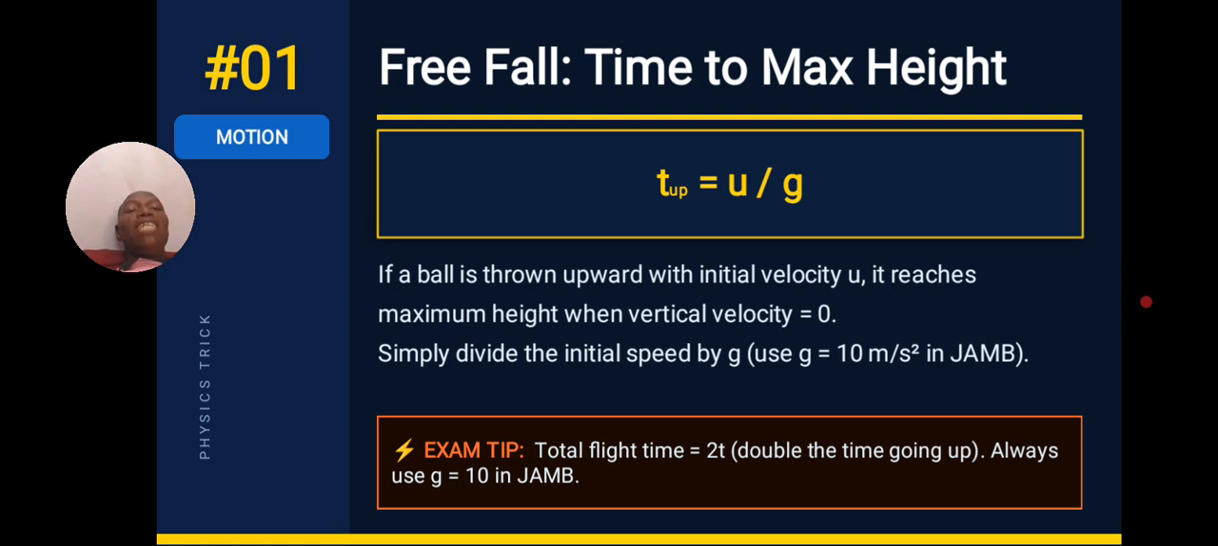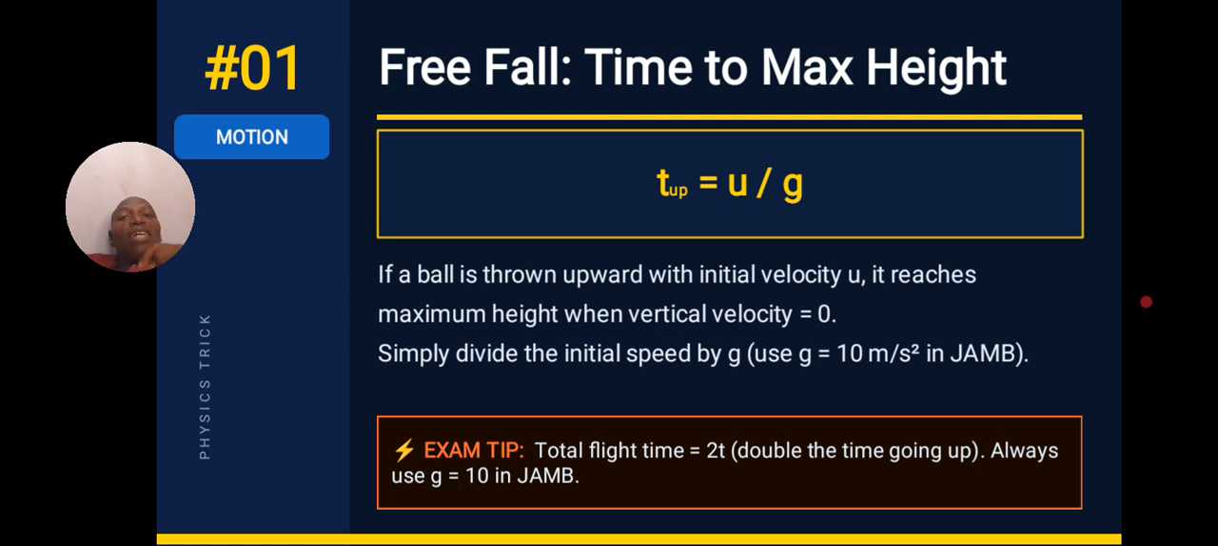Now, if JAMB did not ask you the time it will take the object to reach the maximum height, they will ask you what is the total time of flight. Now, understand this. If it takes the object 5 minutes to go up, then it will take it 5 minutes to come down. The two times are the same. So if you know the time for it to go up, then you will know the time for it to come down.